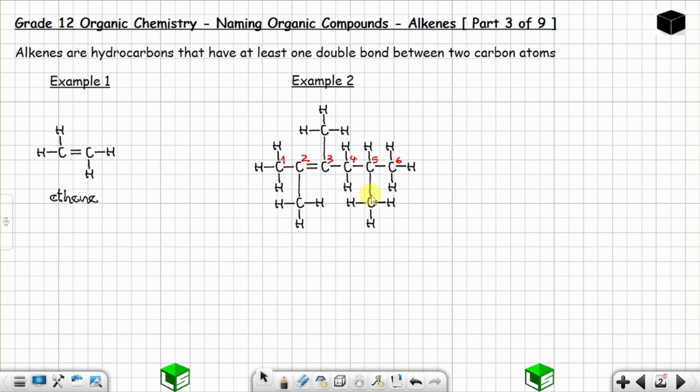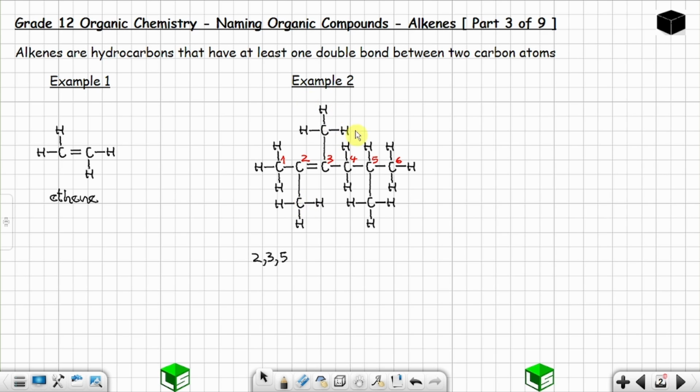So now we are going to name this organic compound. We are going to start with naming the branches. We have to use our numbers to locate our branches. You have a branch on carbon number 2, another branch on carbon number 3, and another branch on carbon number 5. So we are going to use 2, 3, 5, because we have our branches on carbon number 2, 3 and 5. You have 3 of them.